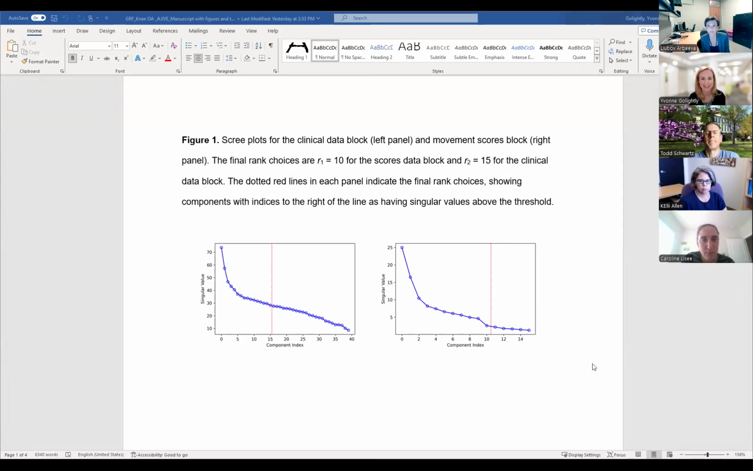Yeah, and to add to that, sorry, Todd, I did not talk about the scree plots in this presentation, just in the interest of time. But as Liubov mentioned, we did those as well. That informed our rank choices, that we had 10 for the movement scores data block and 15 for the clinical scores data block. So that was the step that Liubov mentioned.